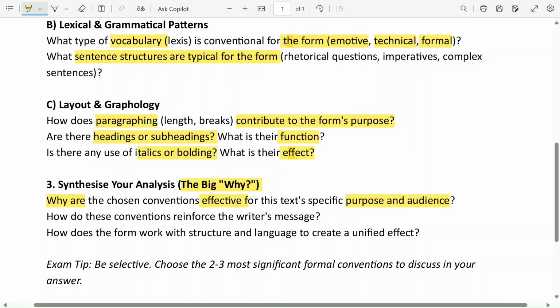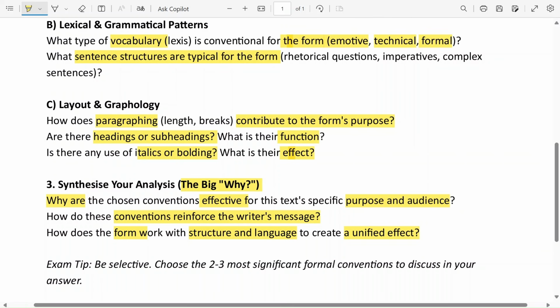Next, you can link to the message. So how do the conventions of the form reinforce the writer's overall message or argument? You can also connect form to structure and language. How does the text form work with the structure, like the order of paragraphs, and the specific language, like metaphors or imagery, to create a cohesive and powerful whole?